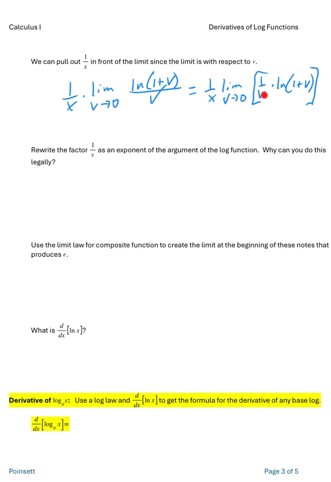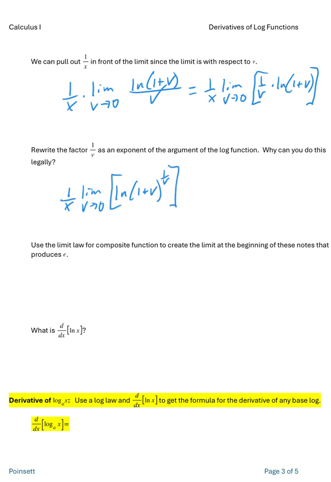With having rewritten the expression like this, you might notice that because we have a logarithm multiplied by an expression, that this thing can move up into the exponent of the argument of the natural log function. That's one of our logarithm laws, and that's what we're going to do next here. So we've got 1 over x times the limit as v approaches 0 of the natural log of 1 plus v, that quantity to the 1 over v power.